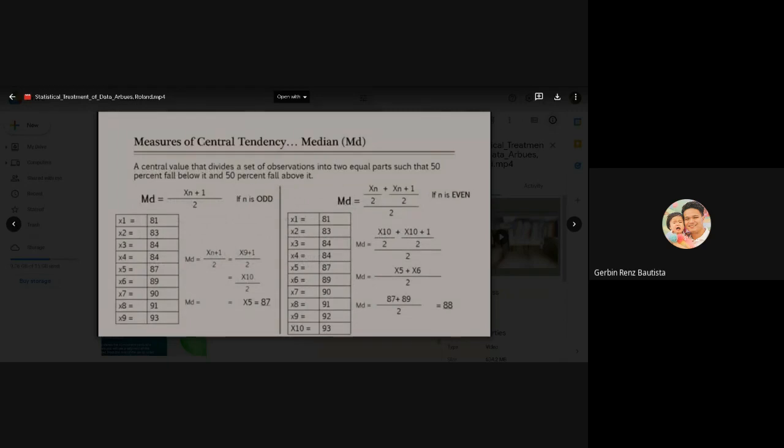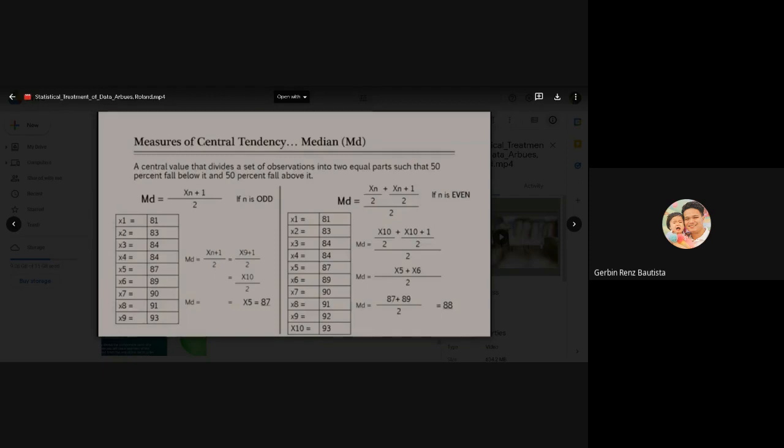The median is a central value that divides a set of observations into two equal parts, such that 50% fall below it and 50% fall above it. Finding the median requires you to arrange the data into an array. An array is an arrangement of data from lowest to highest or from highest to lowest.